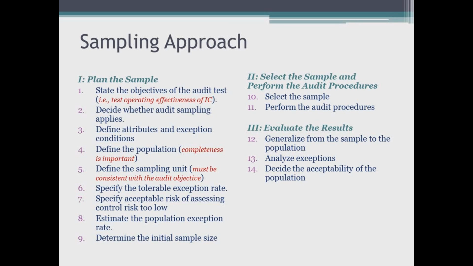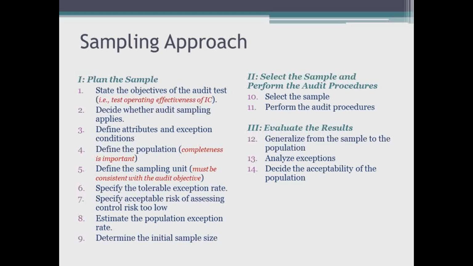So the first thing you have to do is state the objectives of the audit test, right? Because that's how you're going to be able to identify what an exception is. So for example, testing the operating effectiveness of internal controls. Regardless of what controls you're testing, you're trying to determine whether or not they're operating as intended. Right? So whatever cycle you're in, if you're testing controls, that's what your objective is. Are controls operating as intended?